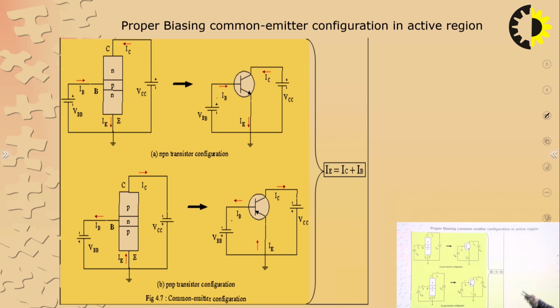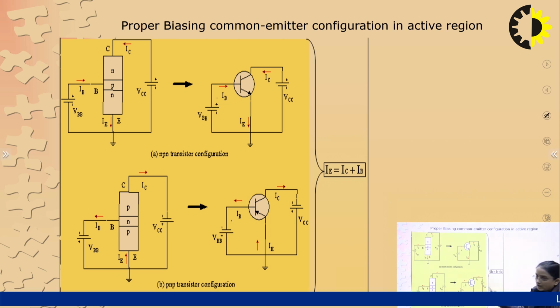This is all about the circuit diagram of the common emitter configuration, in which we are noticing that your emitter terminal is grounded. I have earlier said that in common emitter configuration your emitter terminal is grounded, and these are the examples, particularly for the NPN and PNP transistors, depicting your terminal currents and the direction of the terminal currents.